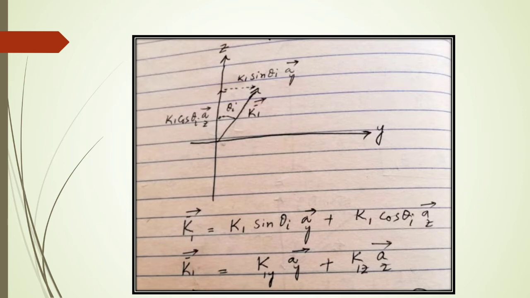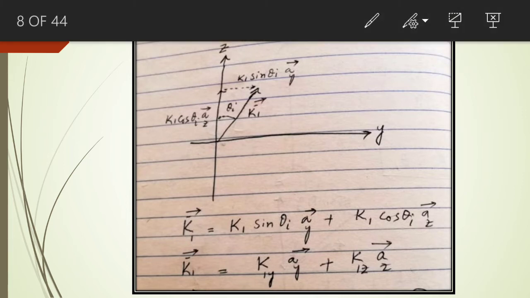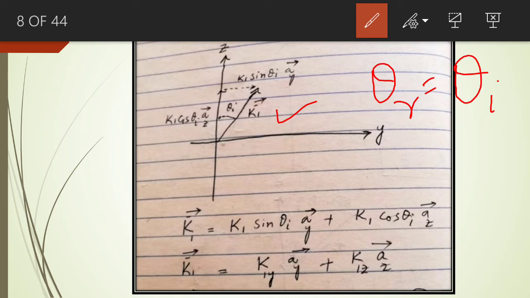Now what we do, we consider k1 prime in this diagram. So here is k1 prime in this diagram, and we know that theta r, the angle of reflection, is equal to the angle of incidence. So this angle is replaced by theta I, and we resolve k1 prime into two components.